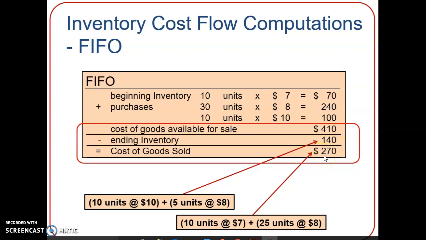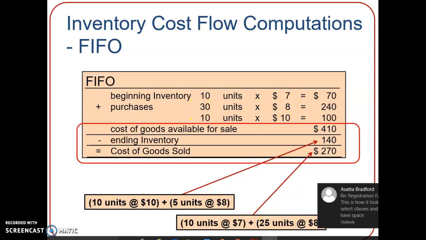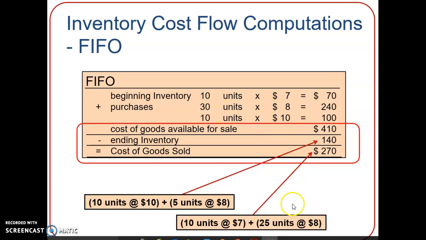For the cost of goods sold, we can do it two ways. First, we can use 410 minus 140 equals 270. Or use the definition of FIFO, which means the 35 units that are sold and included in the COGS must come from the oldest units. The very oldest one is this 10 units at $7 each, so we take those 10. We need another 25, which must come from the second oldest. So 25 times 8, and then 70 plus 200 equals 270.